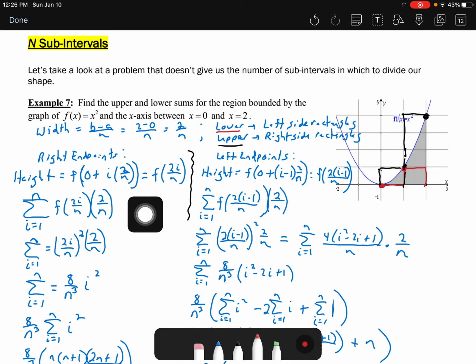Okay, so I started with the right side endpoint rectangles because the formula for that is actually a little bit simpler. Basically the idea is that every time we write one of these sigma notations, it's more common to start with i equals 1 instead of i equals 0 down here. So we want to start with i equals 1, and that way the right side of the rectangle will always be your first function value. And so that's why this formula becomes just a little bit easier.